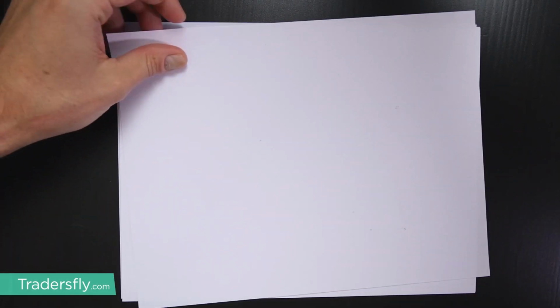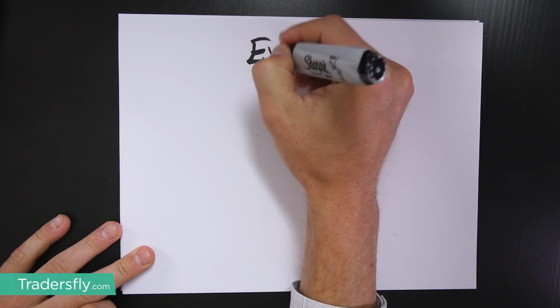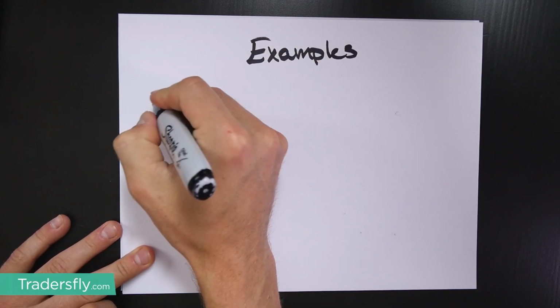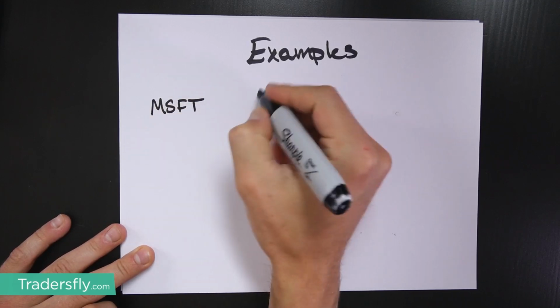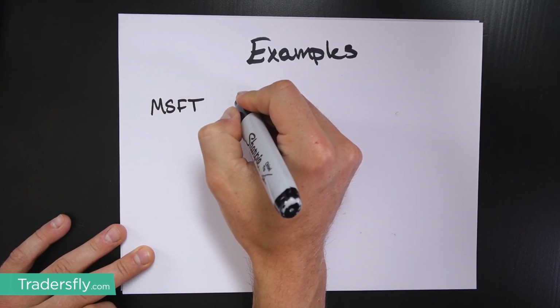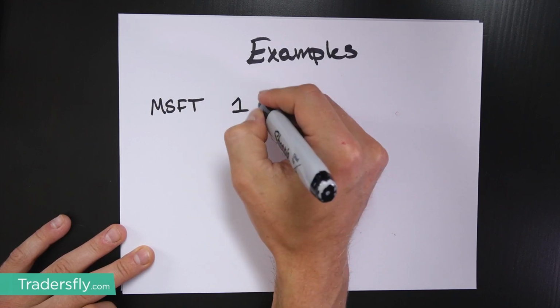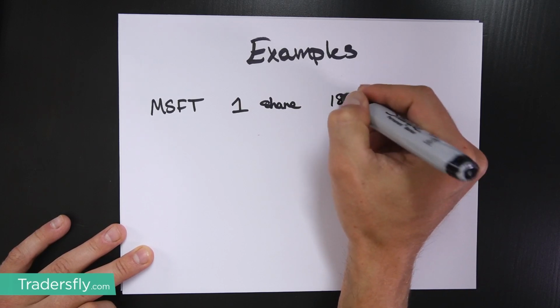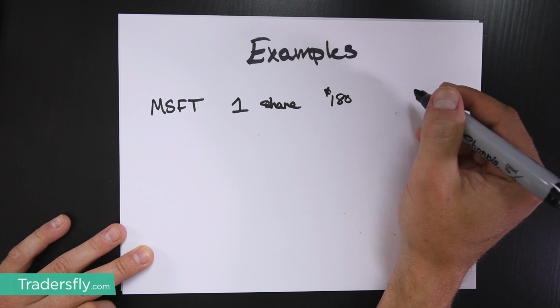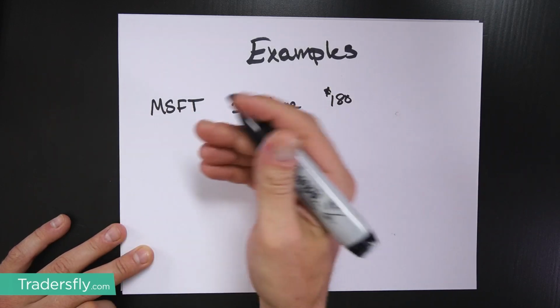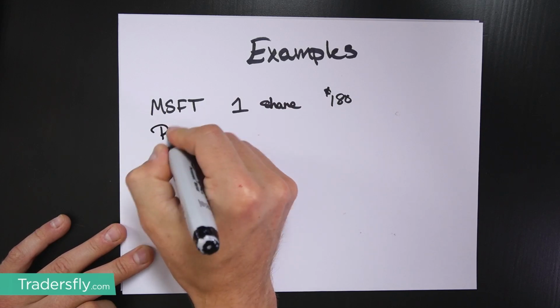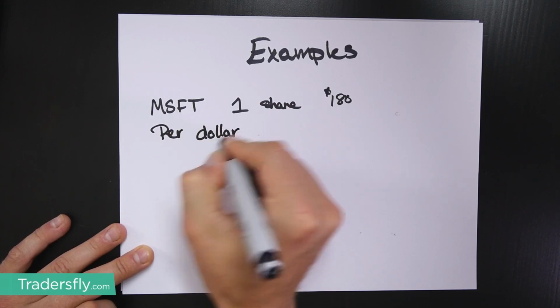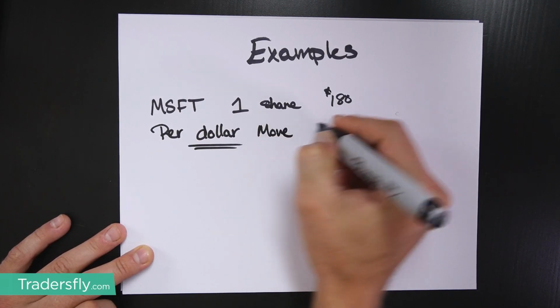So let's simplify this even further, and let me give you some real examples. Let's say you have a stock like Microsoft, and you have one share. The stock price was at, doesn't really matter what it is right now, but let's say $180 a share. All delta tells you is the amount you're going to make or lose per dollar. That's the important part. It's per dollar move in the stock.